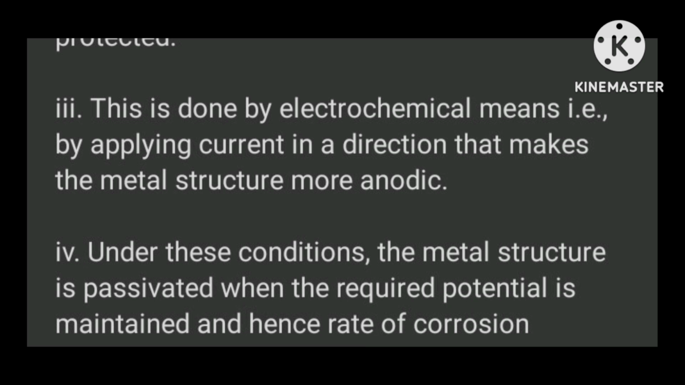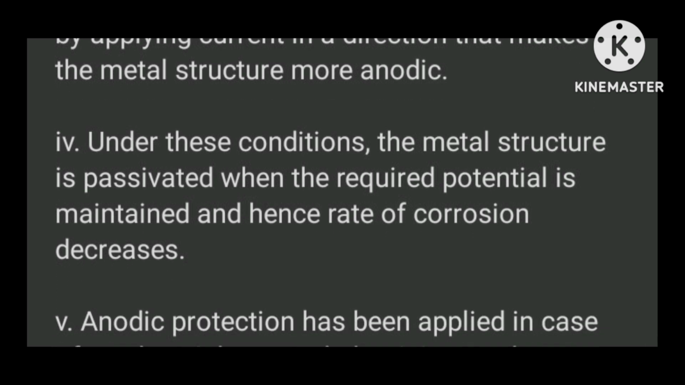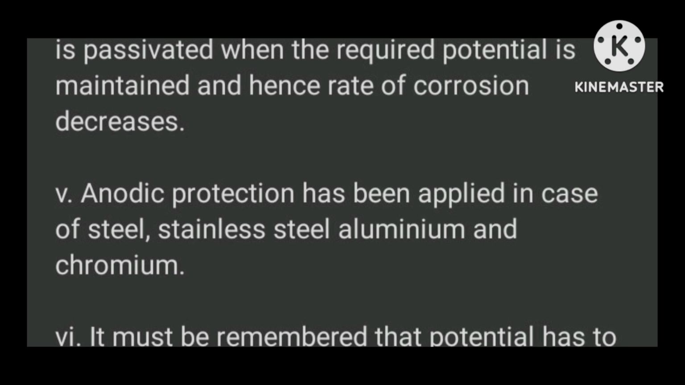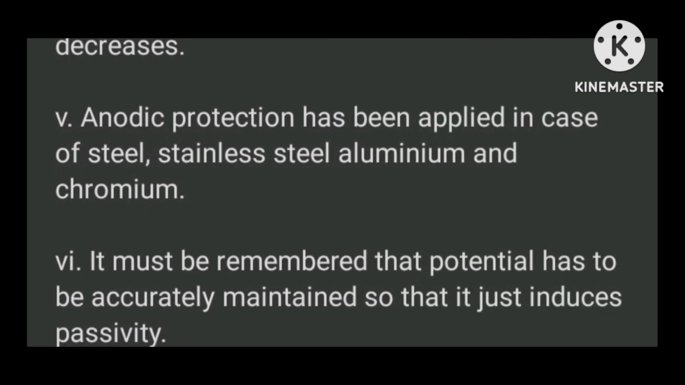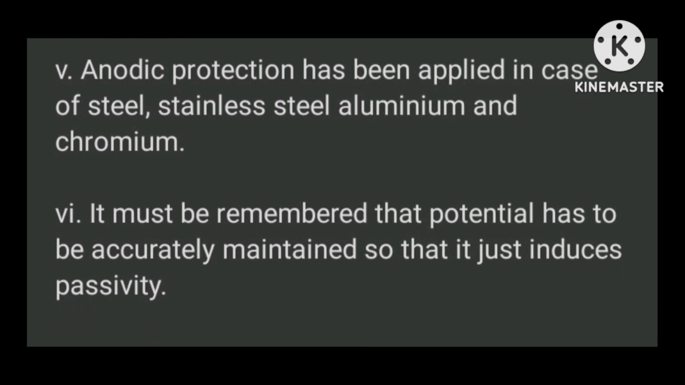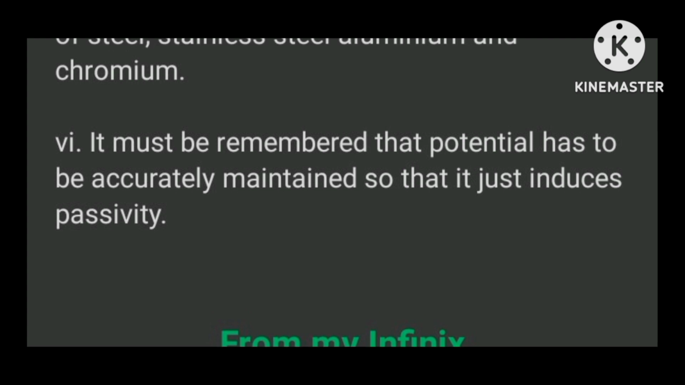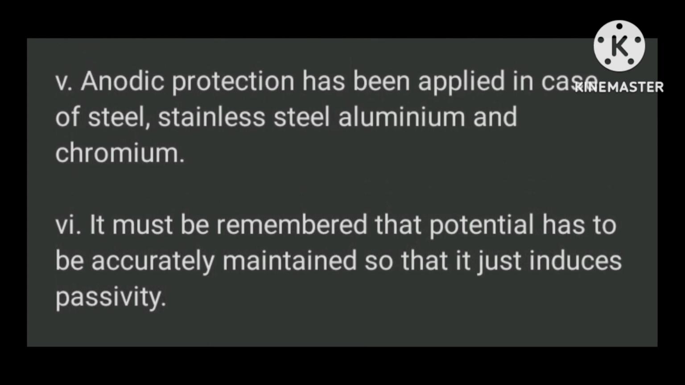Fourth, under these conditions, the metal structure is passivated when the required potential is maintained and hence the rate of corrosion decreases. Fifth, anodic protection has been applied in the case of steel, stainless steel, aluminium and chromium. Sixth, it must be remembered that the potential has to be accurately maintained so that it just induces passivity.